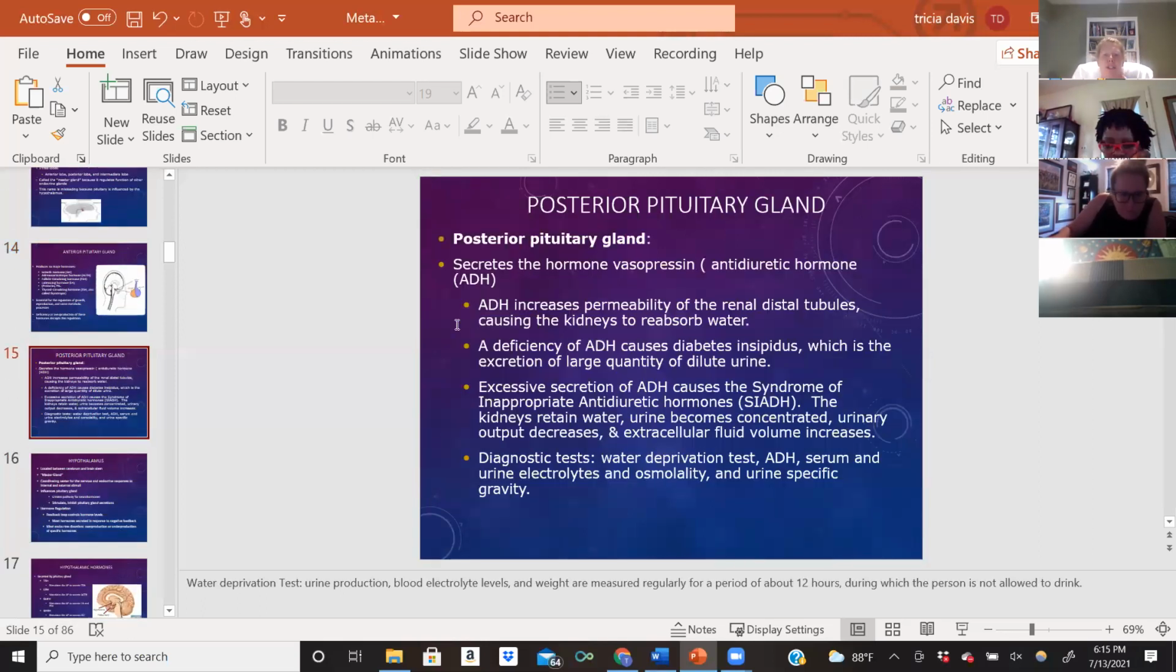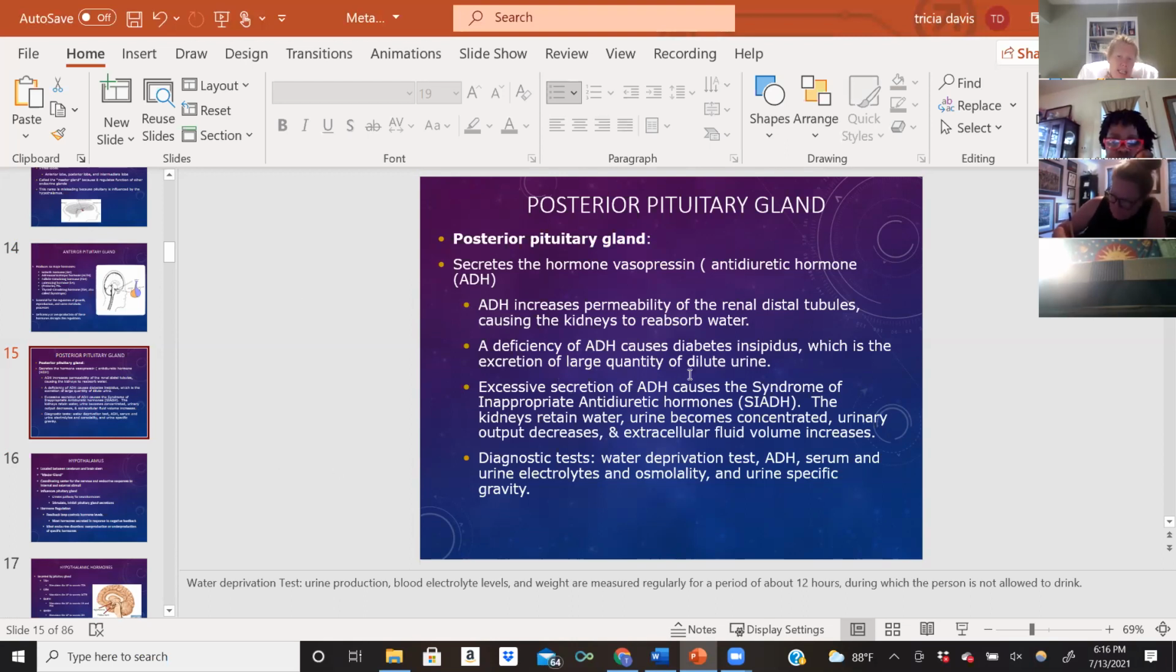So our posterior pituitary gland is responsible for secreting the hormone vasopressin, which is also ADH. I'm sure you guys remember that from fluid and electrolytes. ADH increases the permeability at the renal distal tubules. When that happens, it causes the kidneys to reabsorb water. So this is your patient that has low blood volume, low blood pressure. If a patient has a deficiency of ADH, it's going to cause diabetes insipidus, which is an excretion of a large amount of dilute urine.